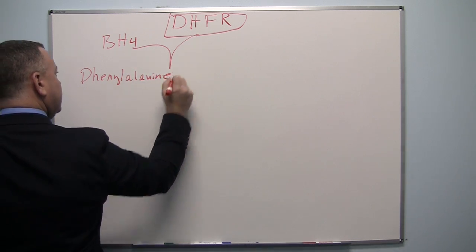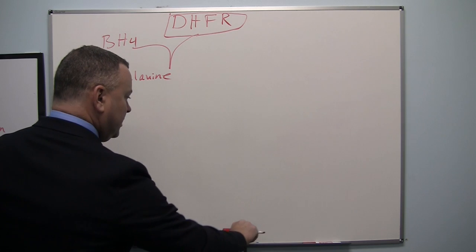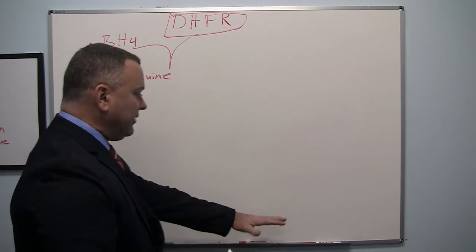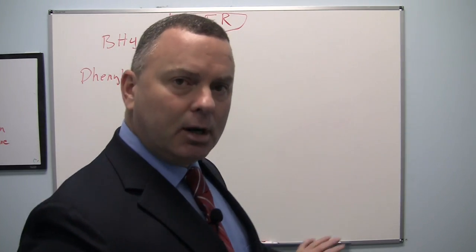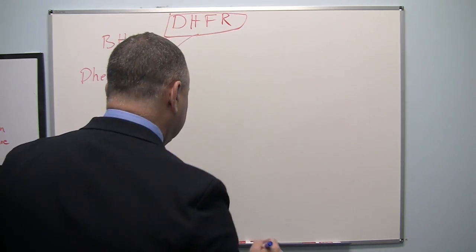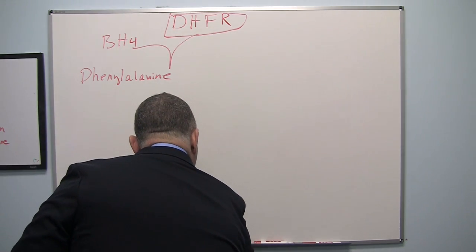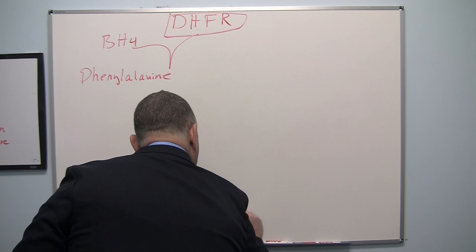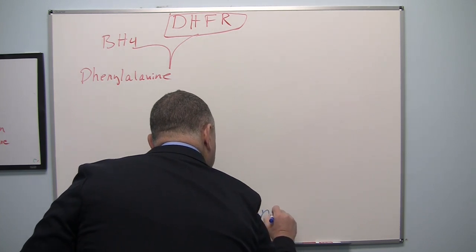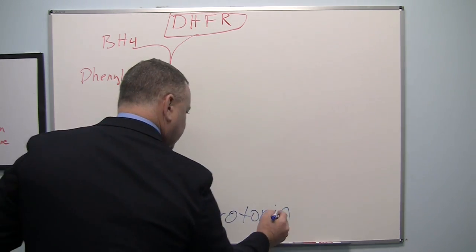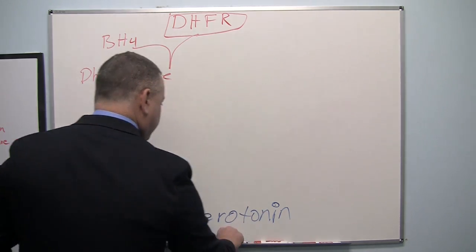Phenylalanine. Okay, and then we're going to have to break this down, because here's what we want to do. I'm going to write the end product down here. We're going to write the end product of serotonin down here at the very bottom. Okay, this is what we are wanting to get. Okay, serotonin, that's very important.